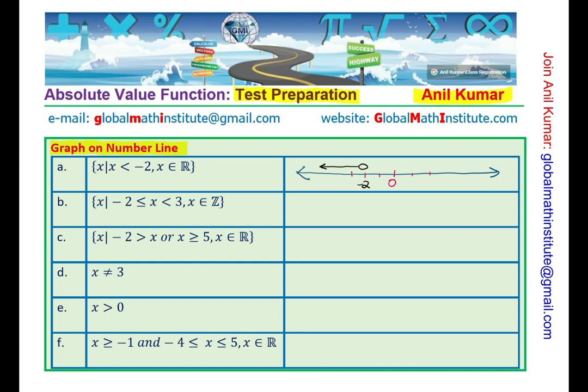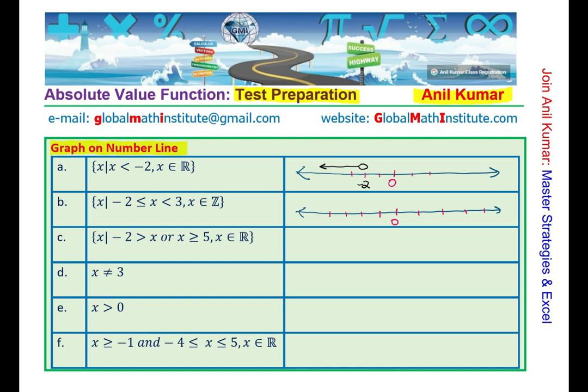The next one on a number line. So let's first sketch the number line. We want this time x between -2 and 3, with -2 included. So let's again plot 0, 1, 2, 3, 4, and then -1, -2, -3, -4.